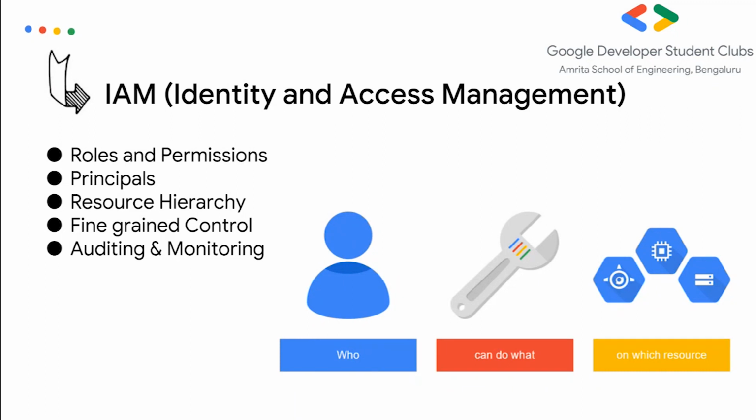Now, resource hierarchy. The e-commerce company organizes its GCP resources in a hierarchical manner, where IAM policies are set at different levels, such as project level or folder level, to control the access.